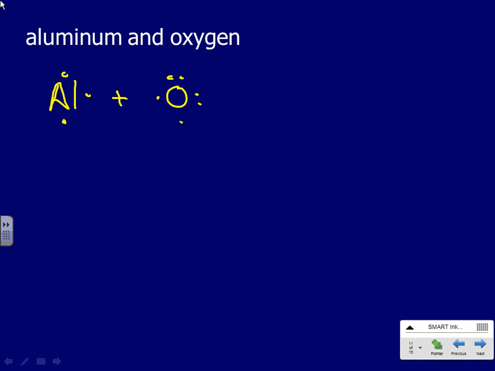And now maybe again with a hand up, how am I going to solve this problem? Again, I've got to have everything neutral in the end. I've got to have the proper number of electrons. How are we going to deal with this? Riley? Yeah, 2 aluminum and 3 oxygen.